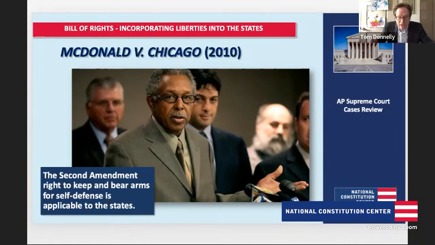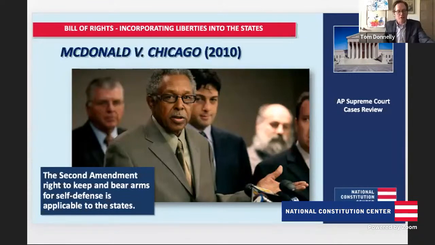McDonald followed a previous case, District of Columbia v. Heller in 2008. That case involved a handgun ban in Washington, D.C. The Supreme Court in a 5-4 decision struck down the D.C. handgun ban and basically said that the Second Amendment includes an individual right to keep and bear arms for purposes of protecting your own home. But because Washington, D.C. was a federal territory and not a state, it's still left open the question of whether or not the Second Amendment should be incorporated against the states.